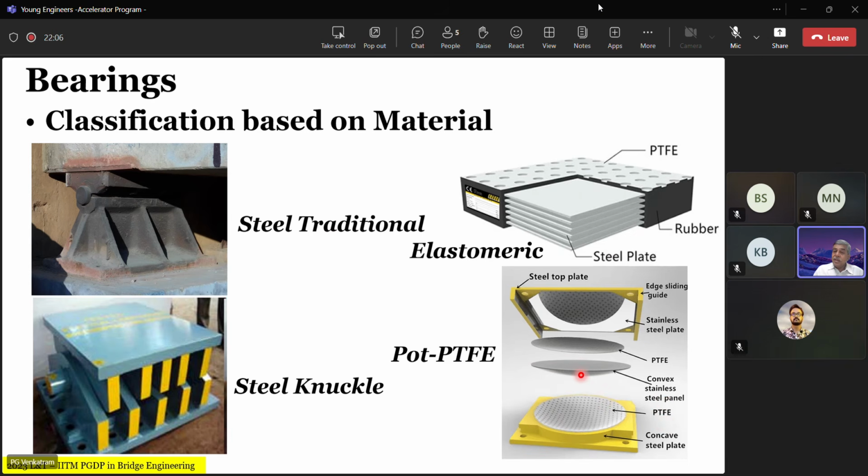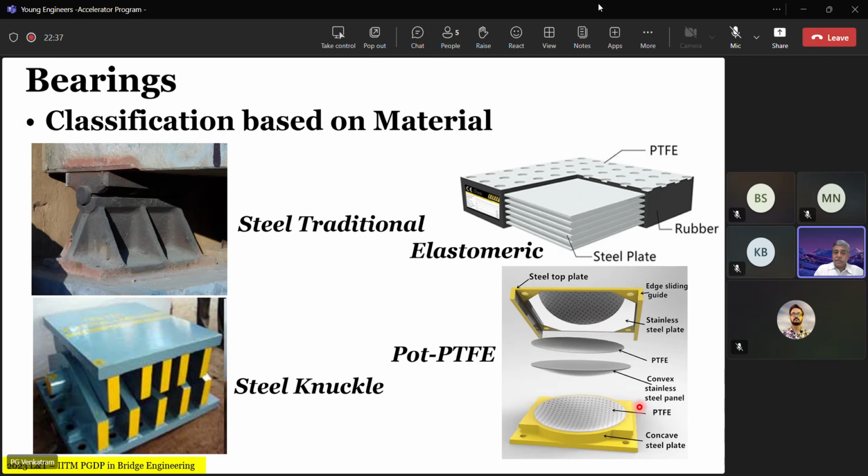And if this bearing has to accommodate longitudinal movement, then the top convex surface is also separated from the top plate by an intermediate PTFE layer, something akin to this, and the sliding surface is typically stainless steel. We will see a little more detail in the subsequent slides. So these are the classifications of bearings on the basis of materials: steel bearing, knuckle bearing, elastomeric bearing, pot and PTFE, or spherical bearings.